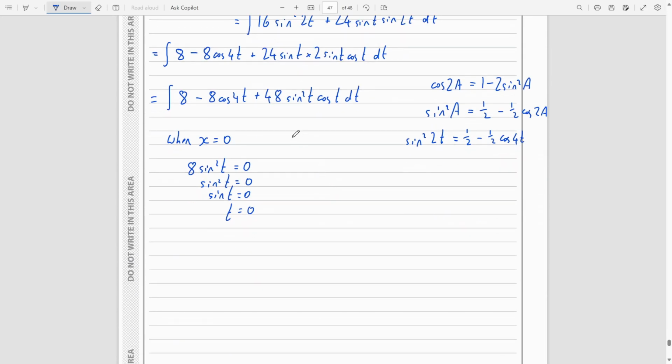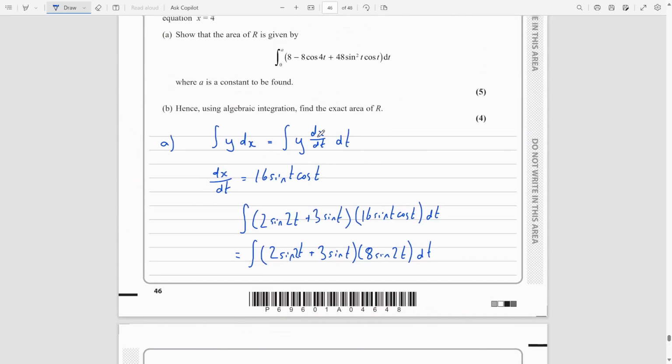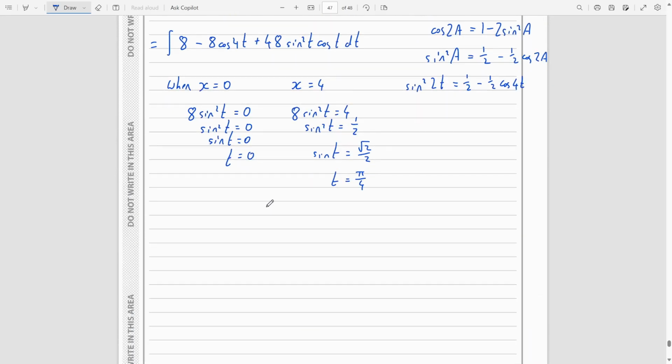Then when x equals 4, you've got 8 sine squared t equals 4. That means that sine squared t is a half, and sine t, well, okay, it's plus or minus root 2 over 2, but actually in the range we have, sine t is always positive, so it's root 2 over 2, and t is pi over 4. So that, in fact, is our upper limit, which was the a here. So a was that. I could just state that explicitly. A is pi over 4.